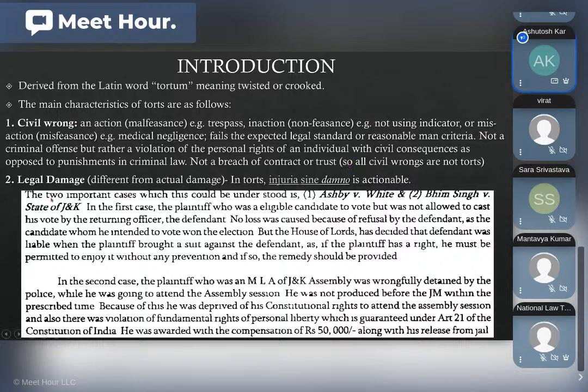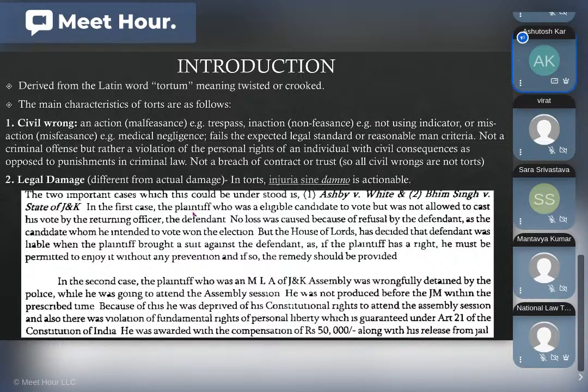So here we'll discuss two important cases. Again, there is no need for you to learn the cases by heart. It is just for your understanding and so that you're able to better deal with the situations presented in the questions in your mock tests. So the first case is Ashby versus White. A plaintiff is someone who files a lawsuit against someone. The defendant is someone who's expected to defend his actions and argue that no, I do not deserve to be convicted.